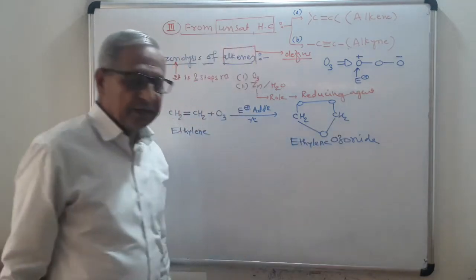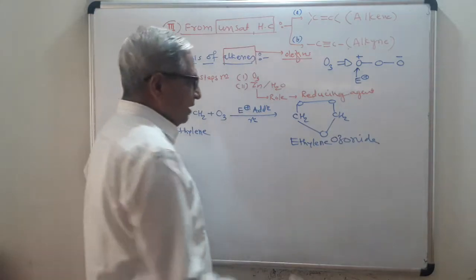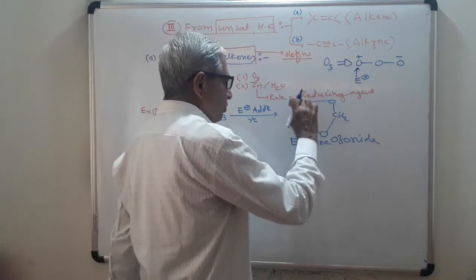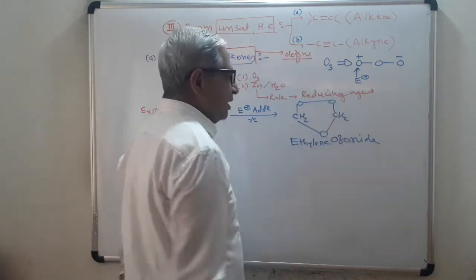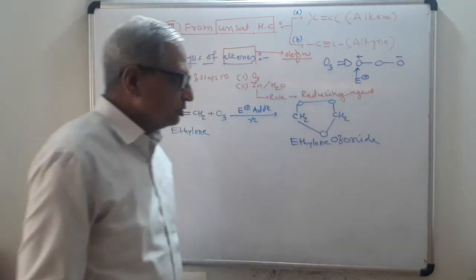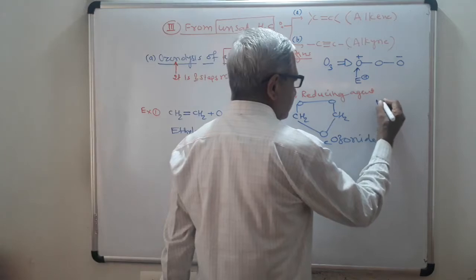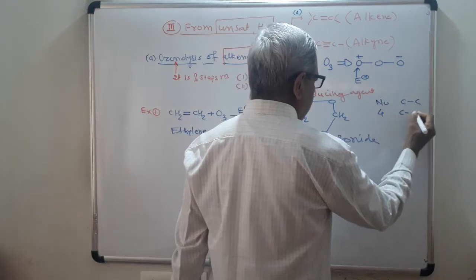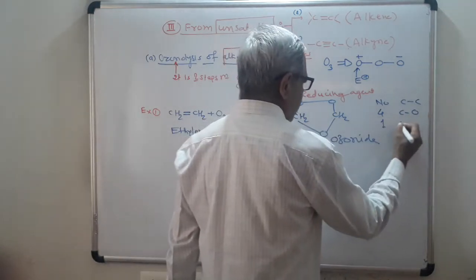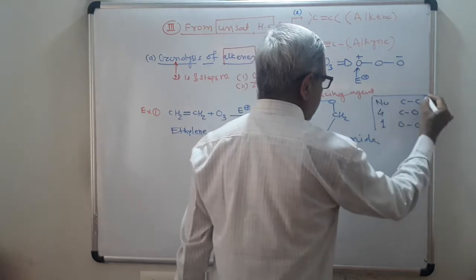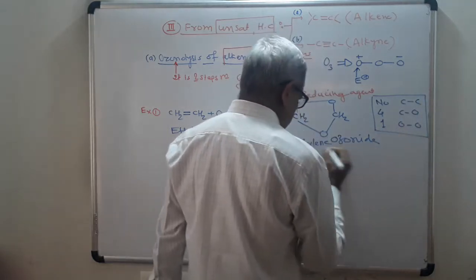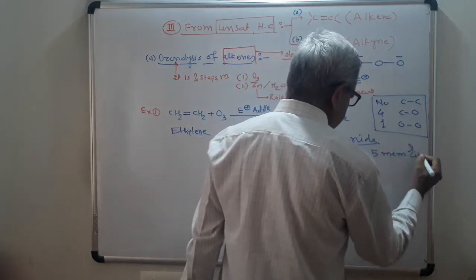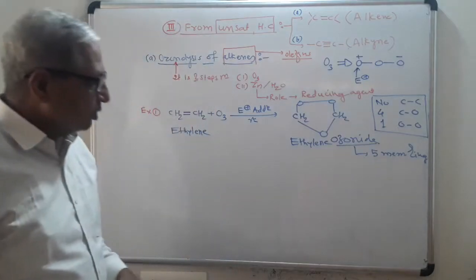Ethylene ozonide is a 5-member ring containing no carbon-carbon bond. It contains 4 carbon-oxygen bonds: 1, 2, 3, 4. It contains 1 oxygen-oxygen bond. So these are important questions. In this case, no carbon-carbon bond. Second, there are 4 carbon-oxygen bonds. There is 1 oxygen-oxygen bond. These 3 questions are very, very important. Ozonide is a 5-member ring. So these 4 questions are very, very important.